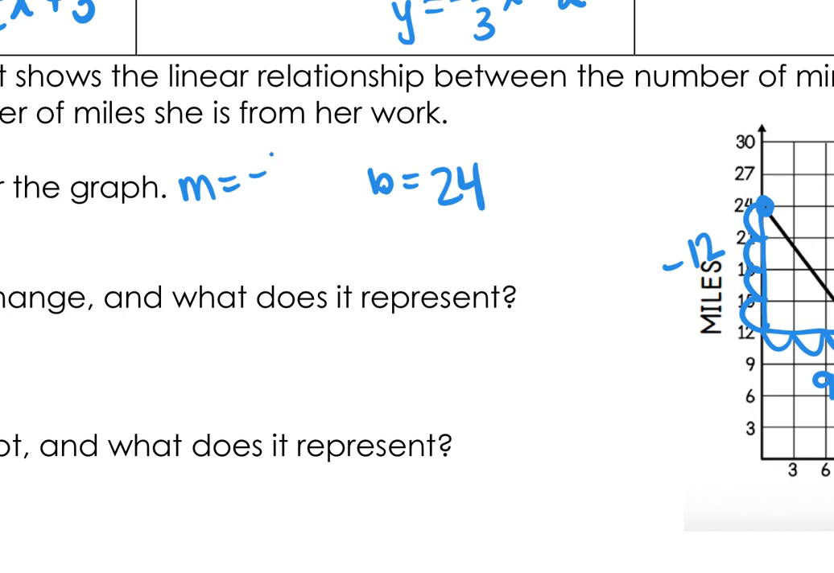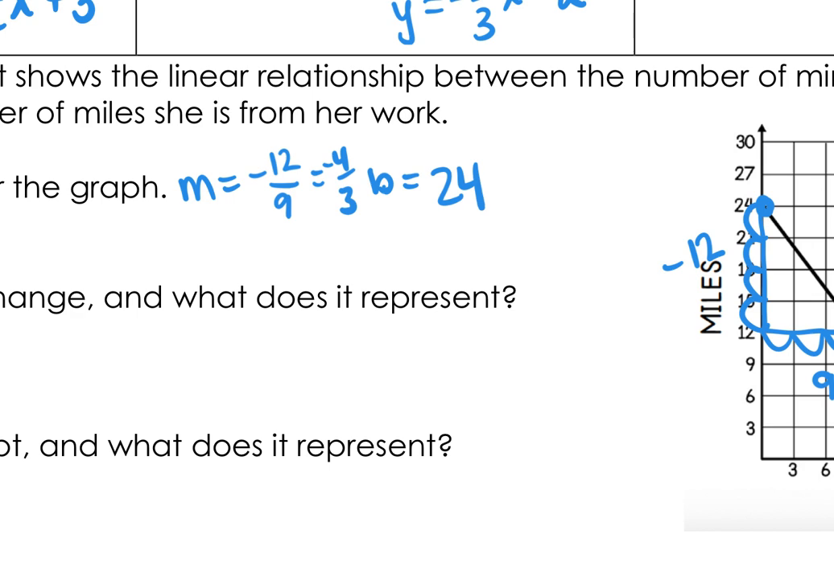So that means my slope is -12/9, but I heard somebody say it. We can simplify that. -12 and 9 are both divisible by 3. So I simplify that down to -4/3. Good job. Sorry, I had to squeeze that in.